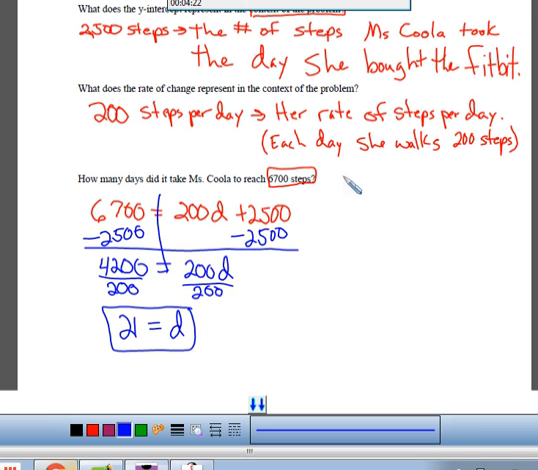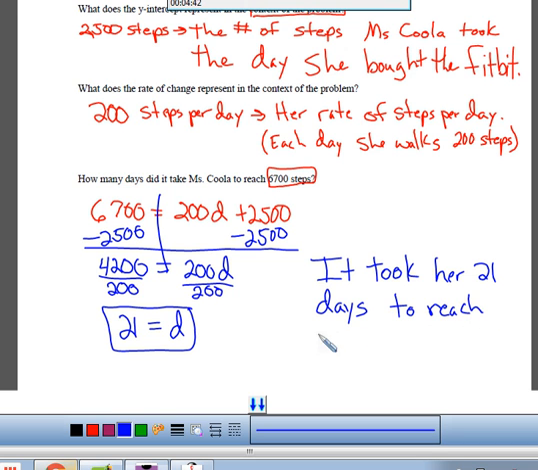Well, we're answering a word problem. It took her 21 days, or it took Miss Kula 21 days to reach 6,700 steps. Dun, dun, dun. All right, so that's page 52. Let's go ahead and take a look at page 53. I'm going to clear the screen, so if you need to copy it down, pause it.